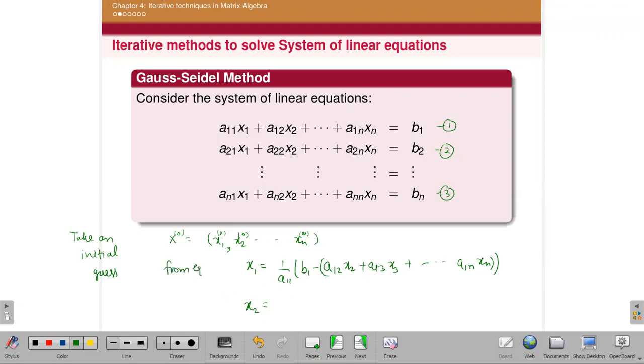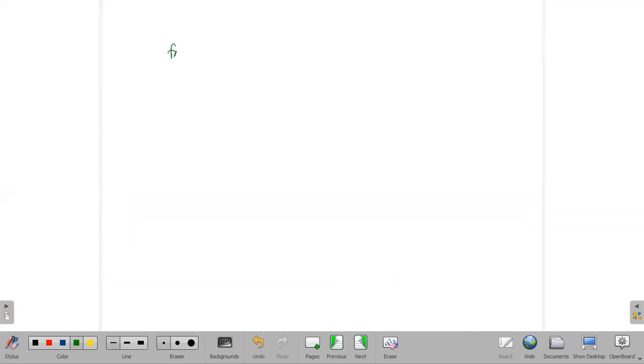So this is from equation 1. This is from equation 2. That will be 1 by a22, b2 minus a21 into x1, a23 into x3, up to a2n into xn. Then from the third equation, I will write x3, that is 1 by a33, b3 minus a31 into x1, a32 into x2, a33 will not be here, x4, then up to a3n into xn.